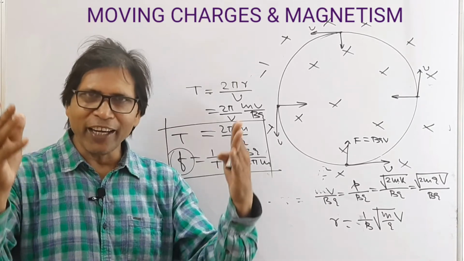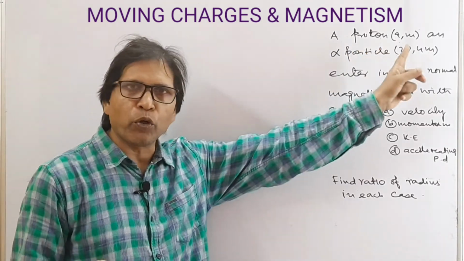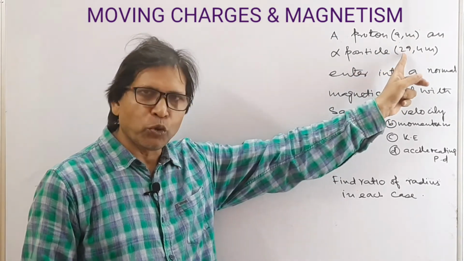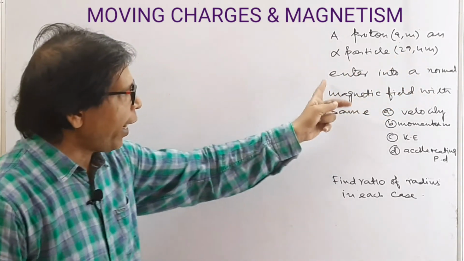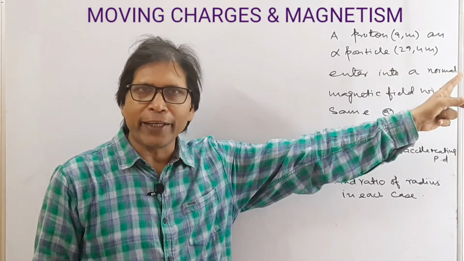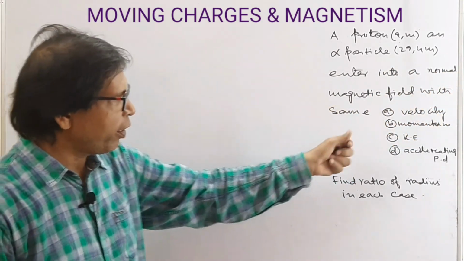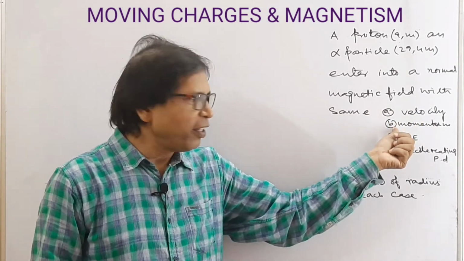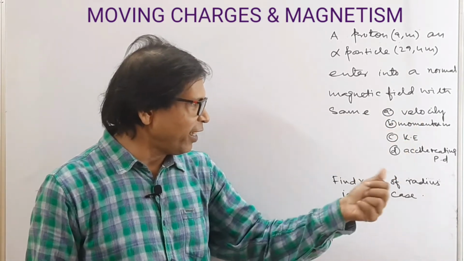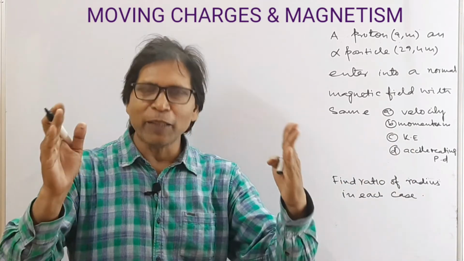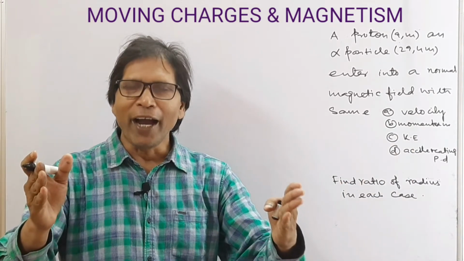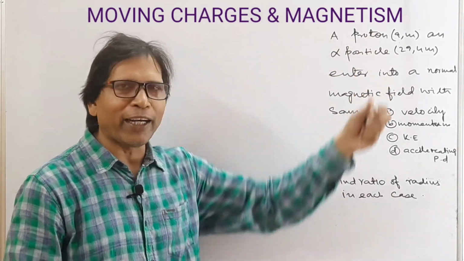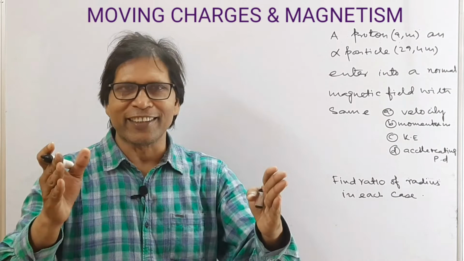Okay, now a numerical. Look at this, a proton of charge q and mass m and an alpha particle of charge 2q and mass 4m enter into a normal magnetic field with the same a) velocity, b) momentum, c) kinetic energy and d) accelerating potential. Find the ratio of the radius of proton and alpha particle in each case.